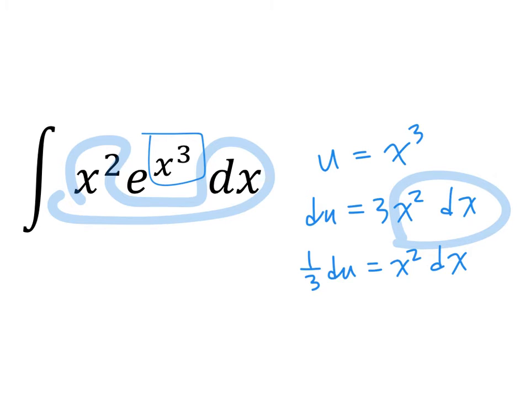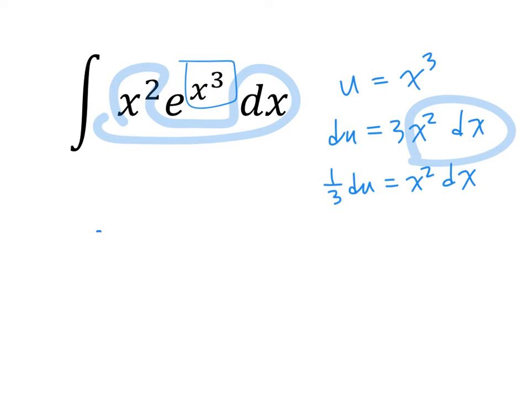Are you guys with me? This is the complicated part. Okay, so this becomes the integral. All right, this is a little tricky. Okay, e to the u. You guys are okay with that, right? Okay, and then 1/3 du.